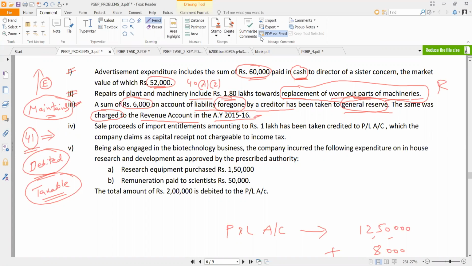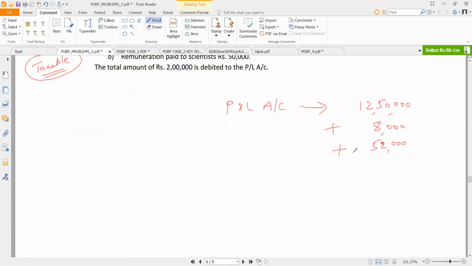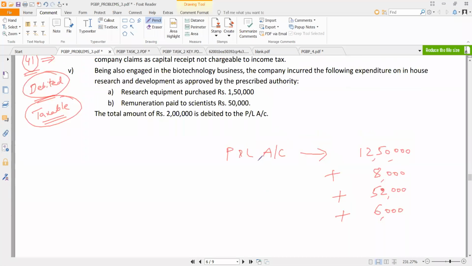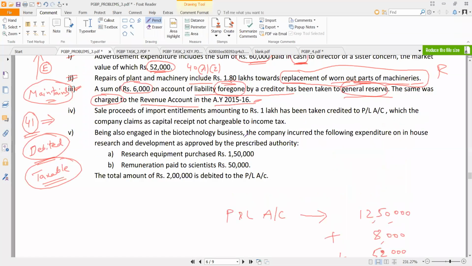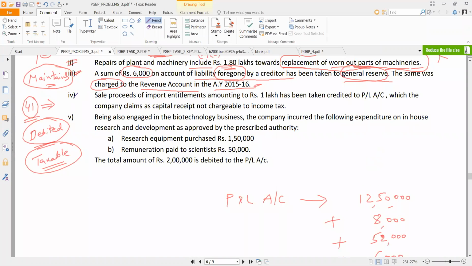When any debit happened earlier, on which you claimed a deduction earlier, and now that situation is reversed, automatically that becomes taxable. So the 6,000 becomes taxable. What they did by transferring to general reserve is not correct. So once it is something which was not already included in the P&L but becomes taxable, it should be added. Income not credited to P&L, but still taxable under the Income Tax Act. So that is 6,000 rupees, point number 3.